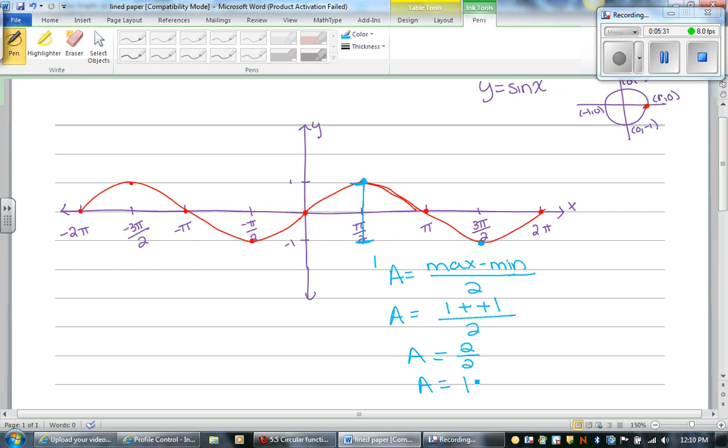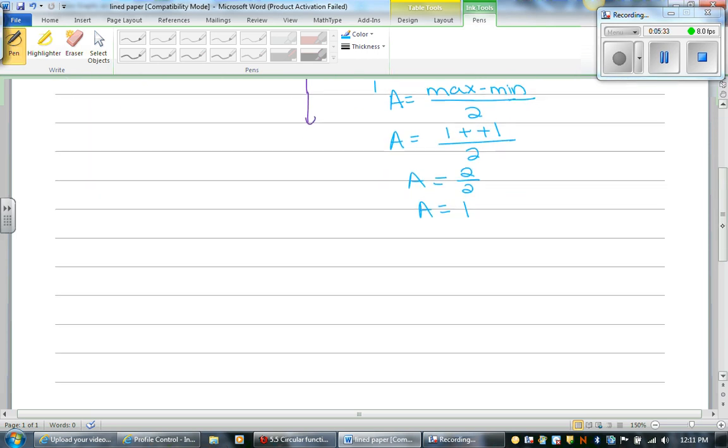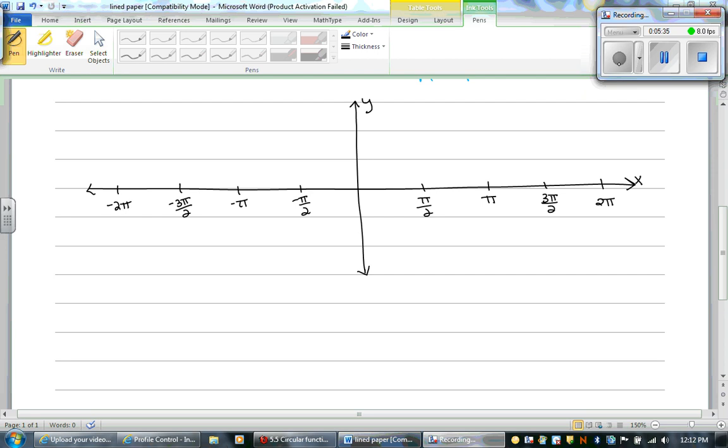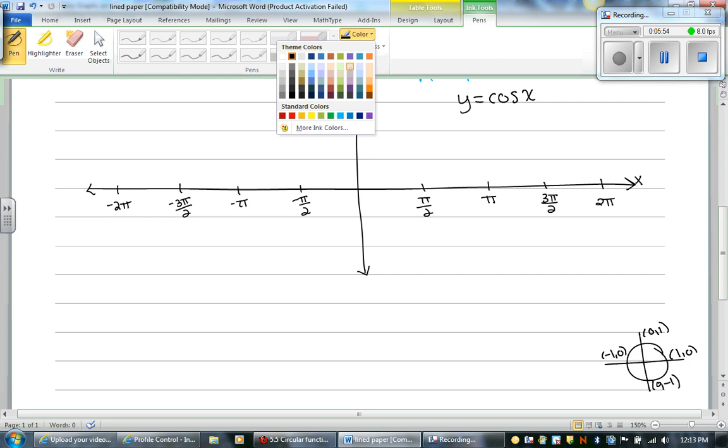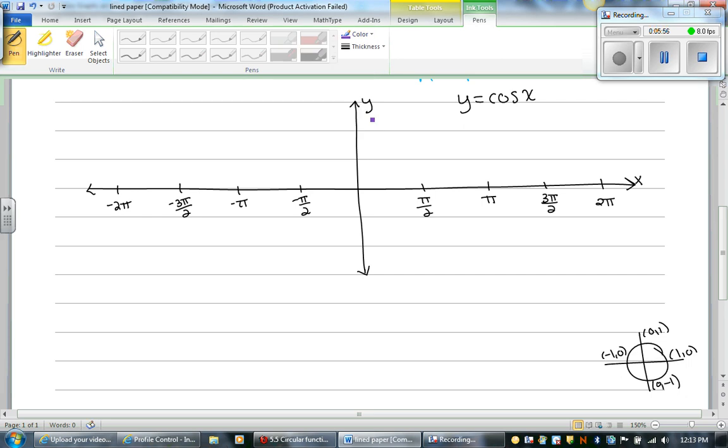All right, so let's take a look at cosine. Again, we're going to go from that unit circle. So here are our points: 1, 0; 0, 1; negative 1, 0; 0, negative 1. Cosine starts at 1. I guess I should have the 1 and negative 1 here.